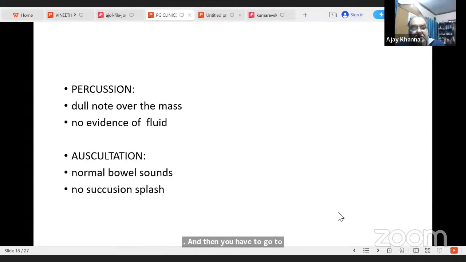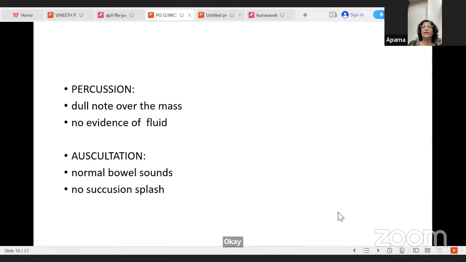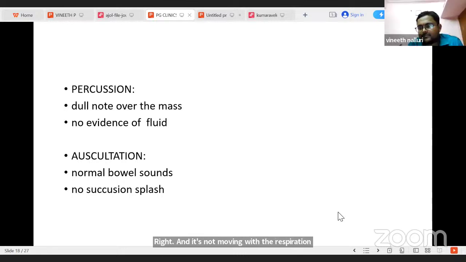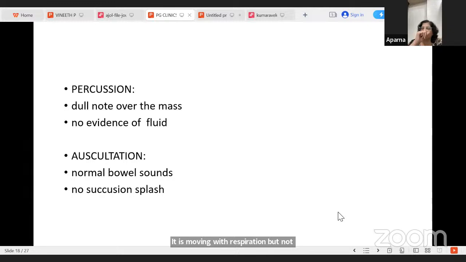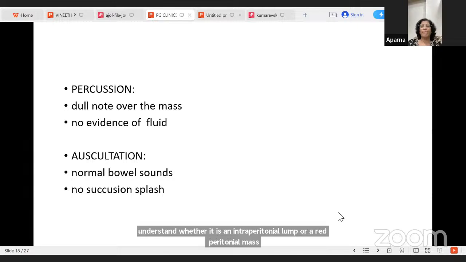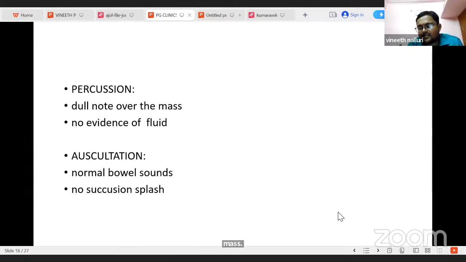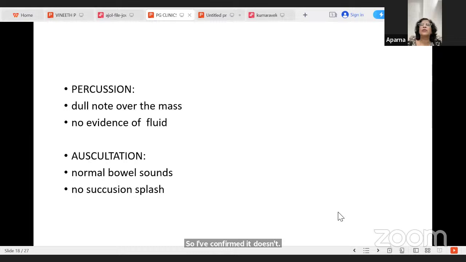Okay, sir. Just one more point to clarify, the lump is indistinct, there are no distinct margins, right? Yes, ma'am. It is moving with respiration, but not clearly defined in all the margins. Any additional test you have conducted on the lump to understand whether it is an intraperitoneal lump or a retroperitoneal mass? Ma'am, I have done the leg raising test. In that, the prominence of the lump decreased, so I confirmed it as an intraabdominal mass. Which test did you do? Leg raising test, ma'am, to find out that it is intraperitoneal.